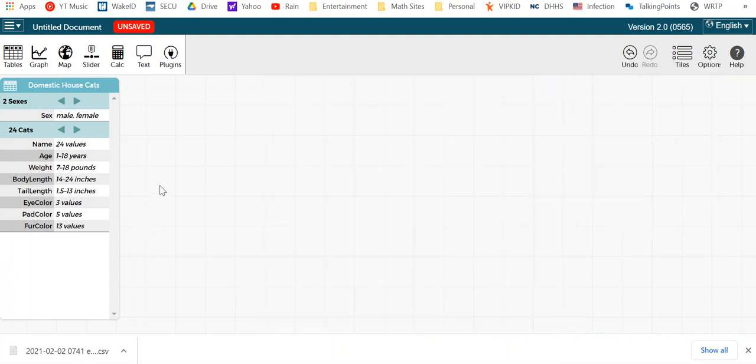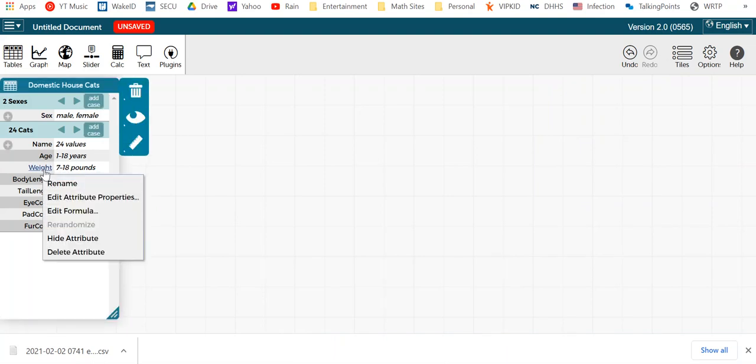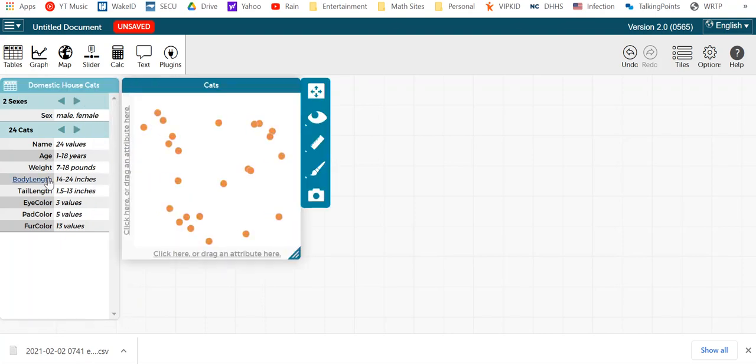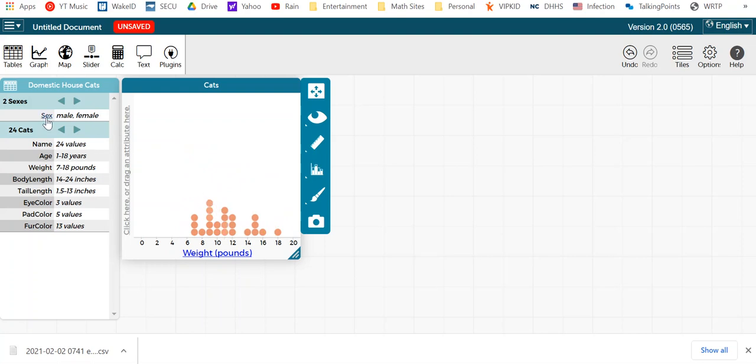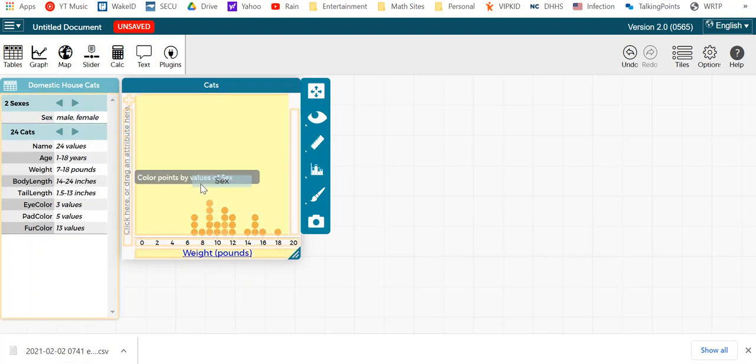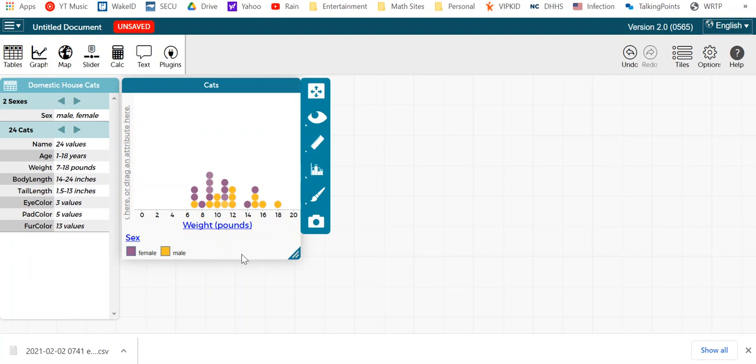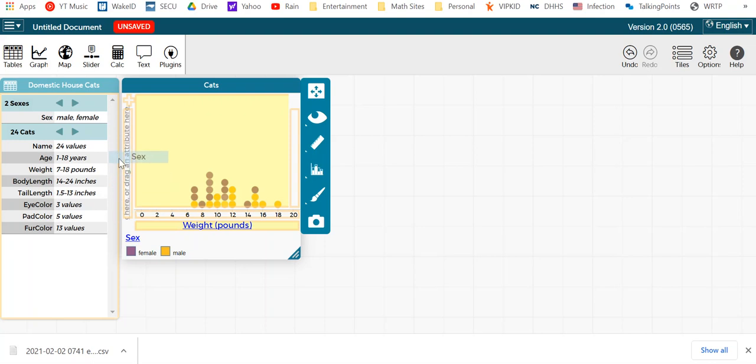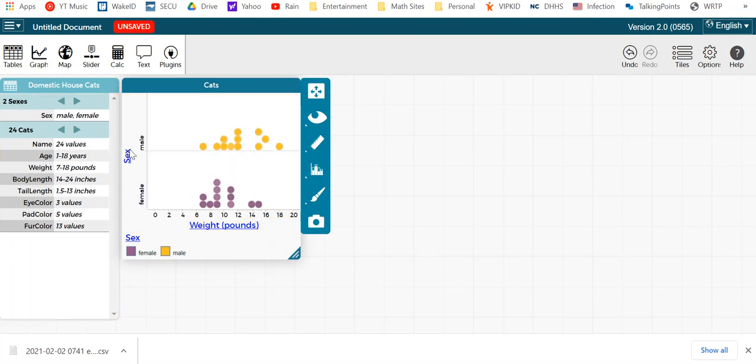Let's try weight versus the sexes. Oh, I got to get a graph first. We're going to do weight. And I'm going to try doing the sexes in the middle. Now, another thing we could do is move it up here and do it that way. Now, there you're seeing that perhaps there is a slight tendency of the males to weigh more than the females.